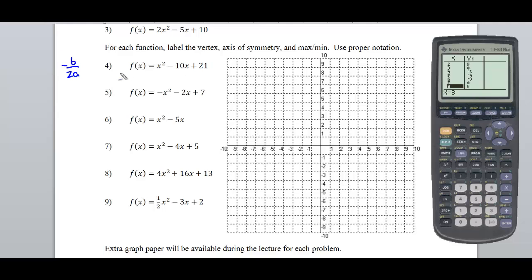So my x vertex is going to be negative 10 divided by 2 times 1, which is 2. So negative negative 10 is positive 10 divided by 2. Our x of the vertex is going to be at 5. And then what we do is go to our calculator. We can plug 5 into this equation, 5 squared minus 10 times 5 plus 21, or we just go to the calculator. 5 is at negative 4, and then we have 4 and 6 at negative 3.